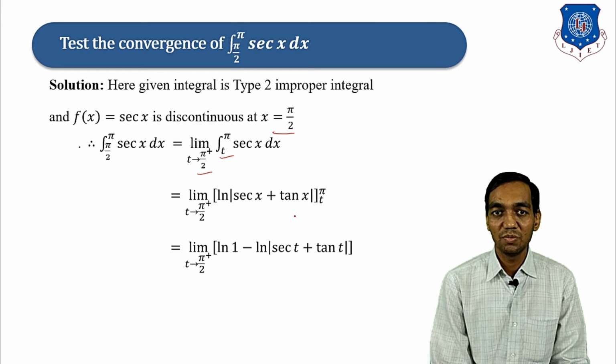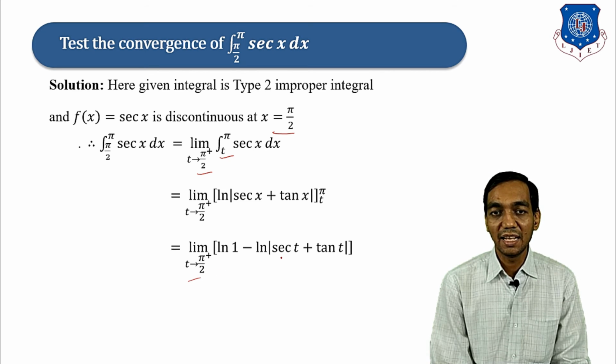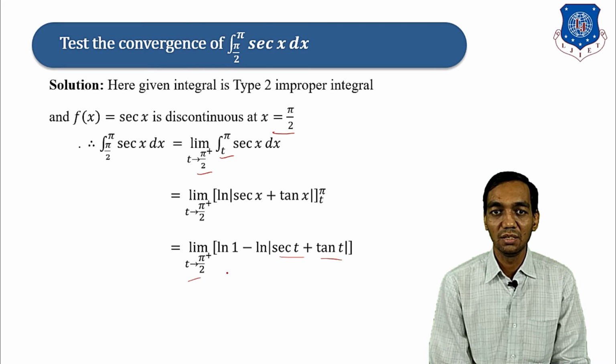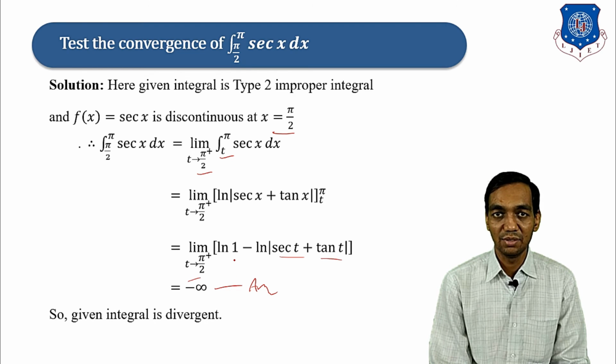That's why if you substitute the value, then you will have log 1 minus log of sec t plus tan t. Now if you put the limit t tends to pi by 2 plus, then sec pi by 2 plus is minus infinity, in the same manner tan pi by 2 plus is minus infinity. So minus infinity. And mod is taken, so log of mod infinity will be infinity. And here minus is there, so the answer is minus infinite. And since the answer is minus infinite, this integration is not convergent, so it is divergent.